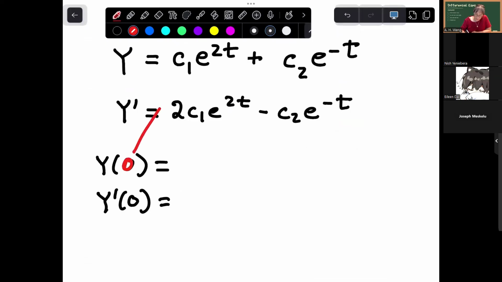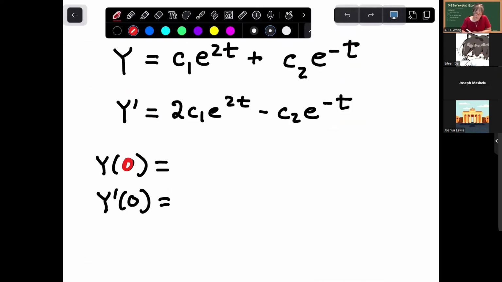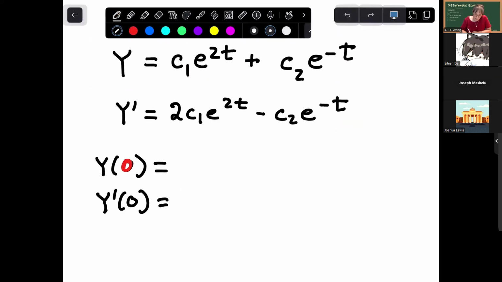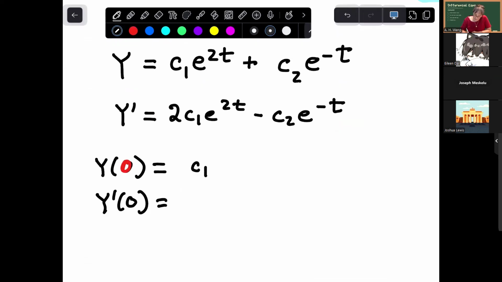So if we plug 0 in here and plug 0 in here, what's e to the 0? 1. So it's just 1, right? E to the 0 is 1. So does everybody see you're going to get C1 and C2? And what you're going to get is 1, right? Okay. Now take the 0 over here and plug it in and plug it in. Now, what are you going to get?